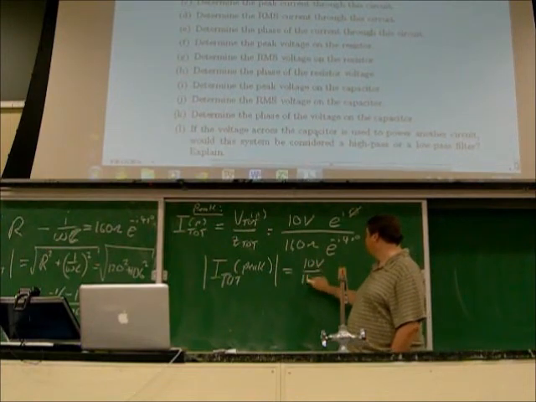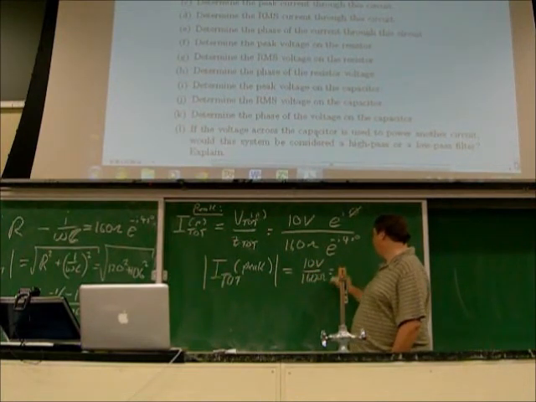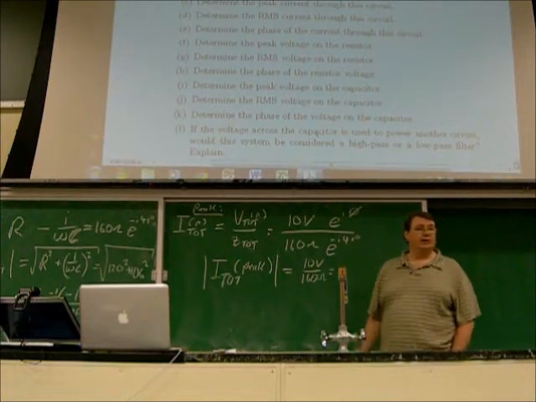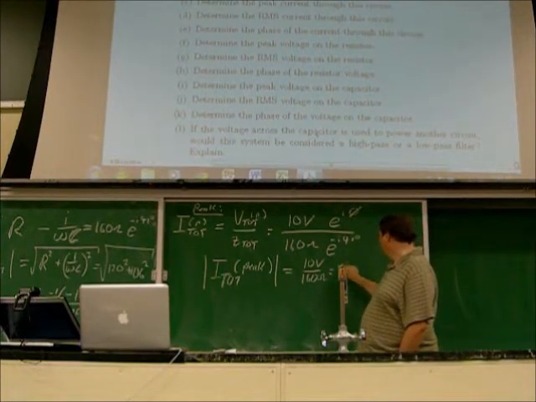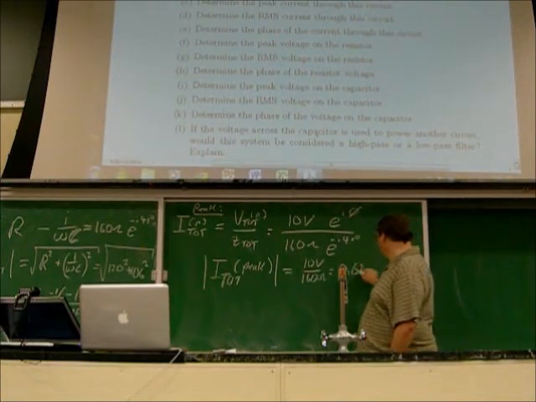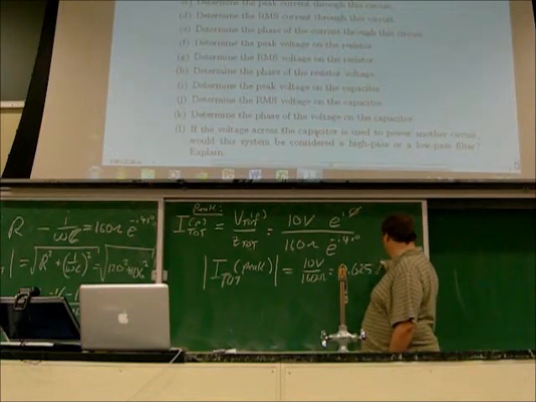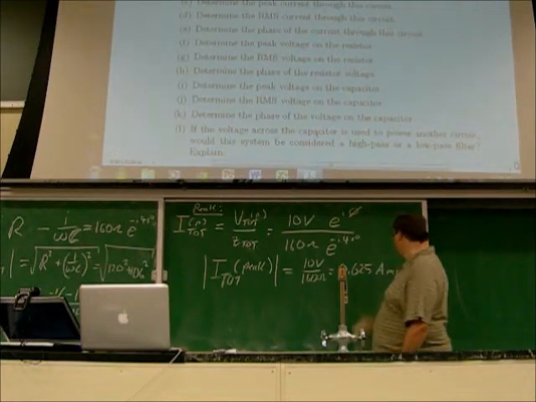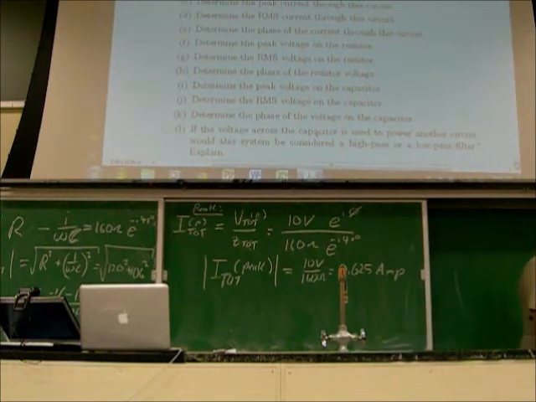10 volts over 160 ohms, which is how much? 0.0625 amps. It's volt over ohm is amp, just like it's always been. Okay?